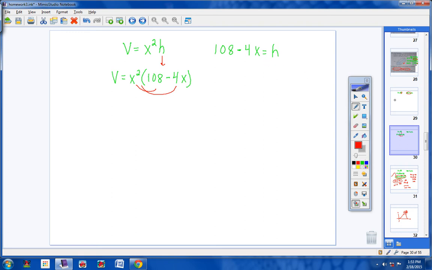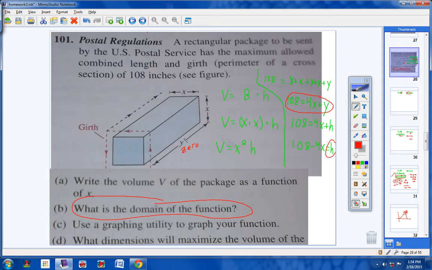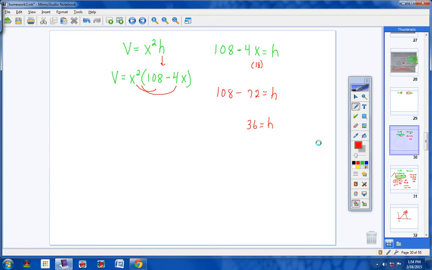Okay, let's go. We know that x has to be what? 18. So put 18 in for x, and then you know what your h has to be. So 108 minus 72. And that would be 36, I believe. So I hope that's right. So your height would have to be 36. Now remember, your height is the same thing as your y. So really you could say that your y has to be 36.